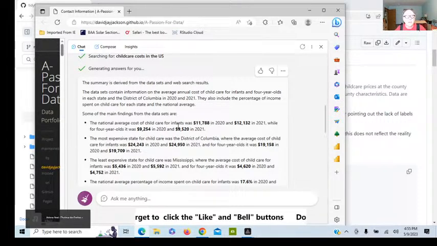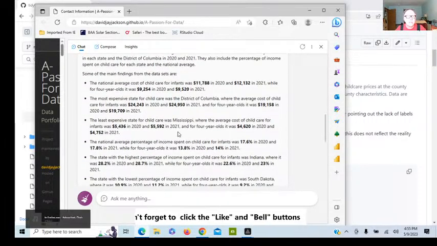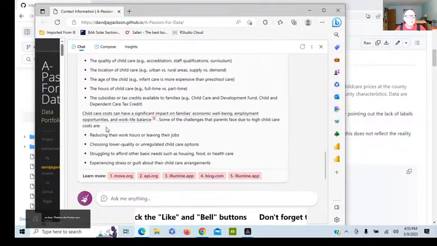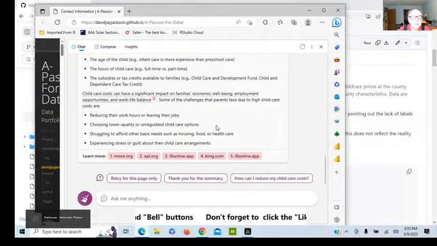The most expensive state for child care is the District of Columbia. The least expensive state is Mississippi. The national average percentage of income spent on child care for infants was 17.6%, and 17.8%. Okay, very good. According to these results, some factors include this: child care costs have a significant impact on families' economic well-being, employment opportunities, and work-life balance, such as reducing work hours or leaving their jobs, choosing lower quality or unregulated care, and so forth.